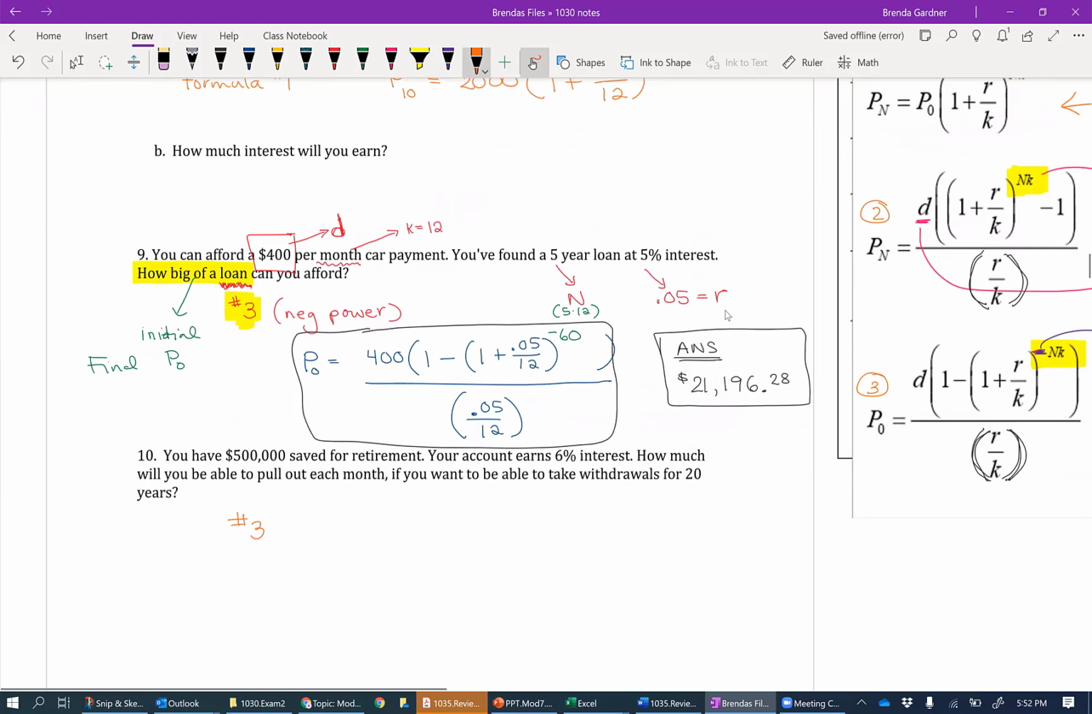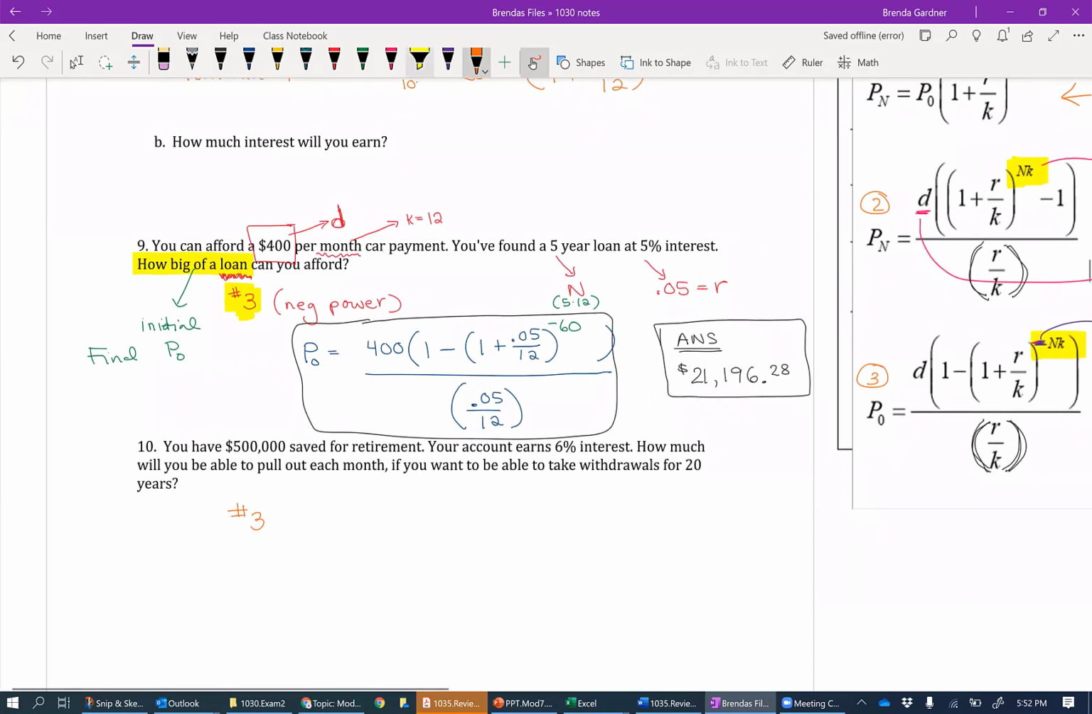But it's also because of the negative, because you're withdrawing out of it. Perfect. So that withdraw is the one that makes it number 3, or even pulling out. Those both indicate, okay, use the third formula. And then where would you put the 500,000 in that third formula?